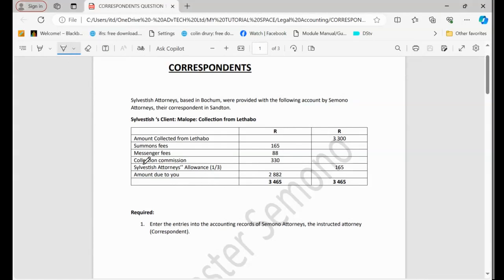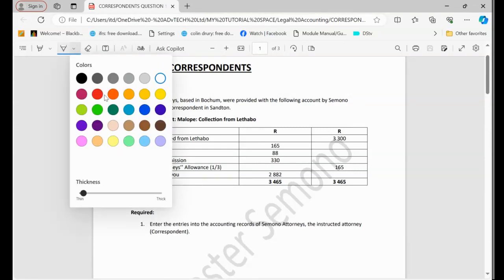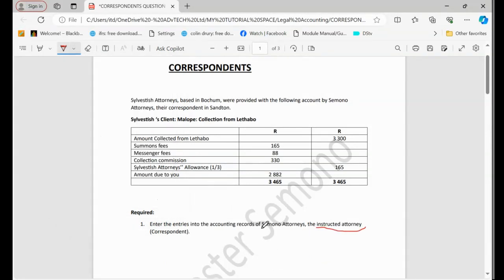In this case, the instructed attorney is going to be our, can you see, this is the instructed attorney, Sylvester's attorney. In other words, we're going to be recording in the books of the correspondence. So how will the figures be recorded?